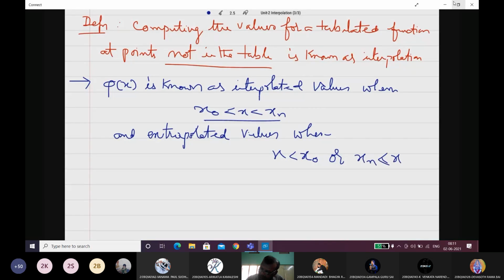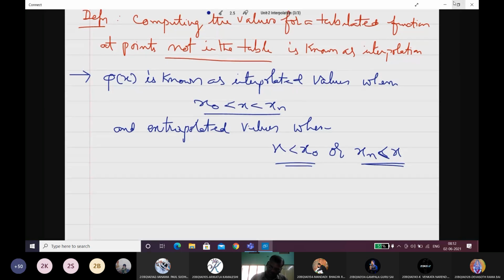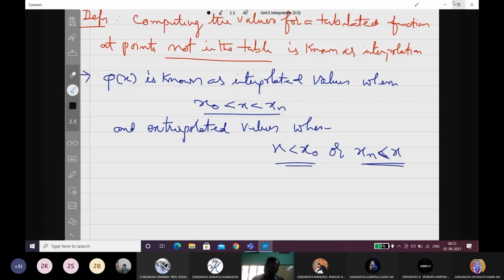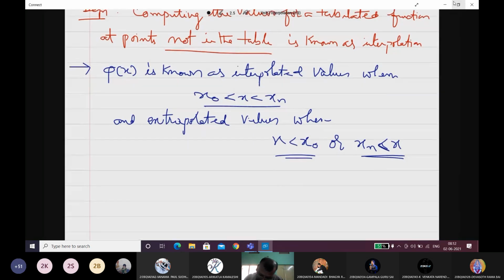Both are the same: x is greater than xn or x is less than x0. Outside that interval, it is known as extrapolated. Inside that interval, it is known as interpolated. Okay. And one more important condition or formula that we have to define here: error in polynomial interpolation.